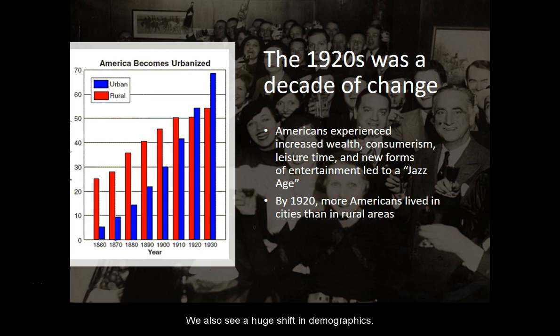We also see a huge shift in demographics. So in the 1920s, more people are now living in the city than they are in the country. And this is the first time in American history that we've really seen that number fluctuate in such a manner. Because before this, as you can see in our chart, all the way up through the 1910s, a significant amount of more people are living in the country.